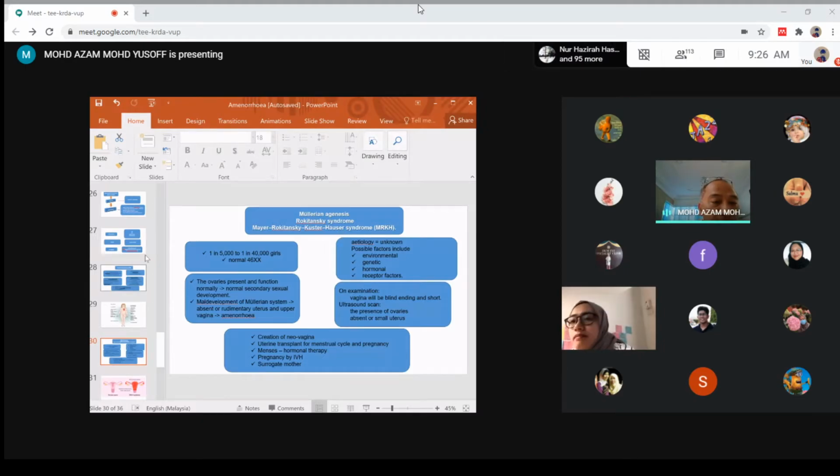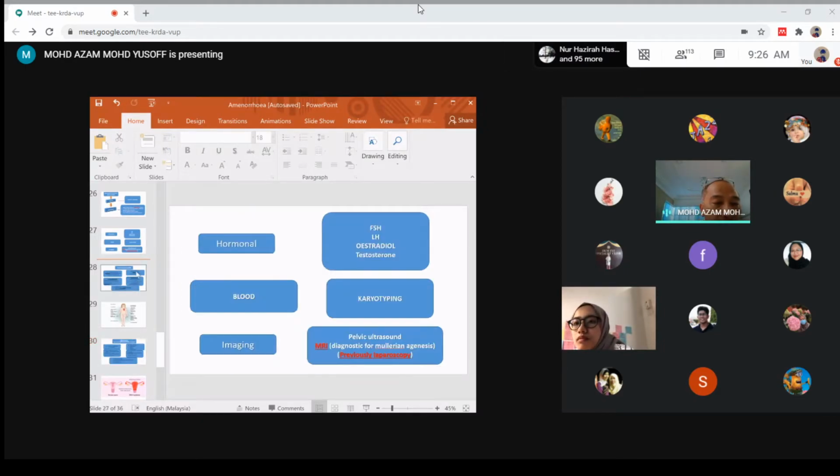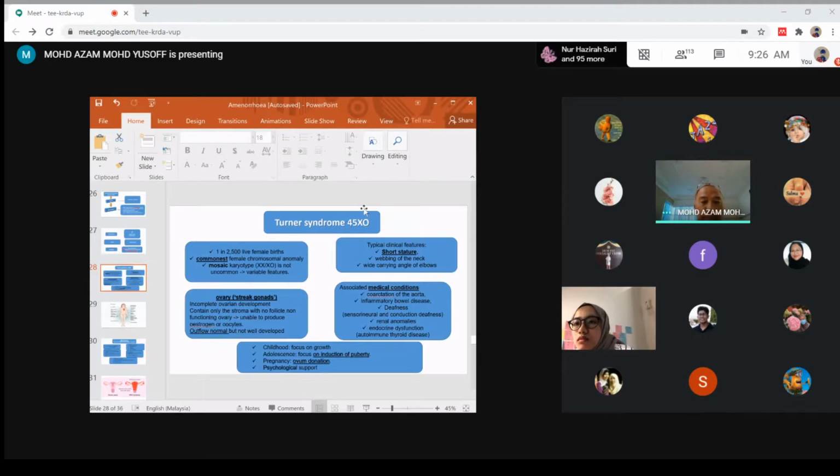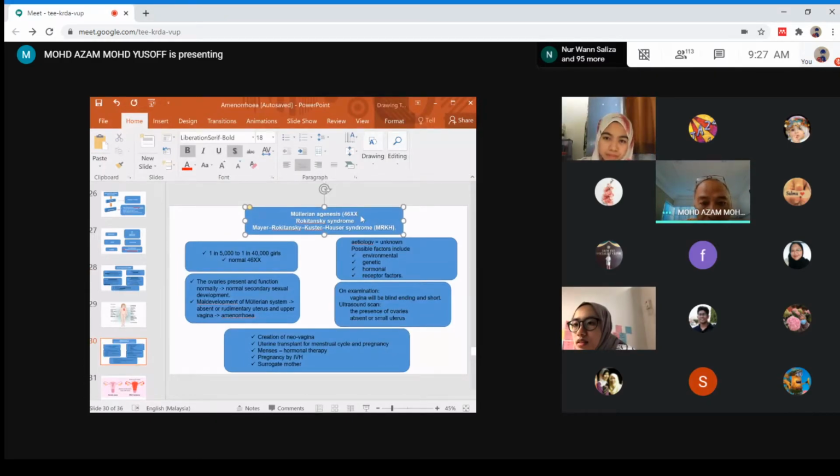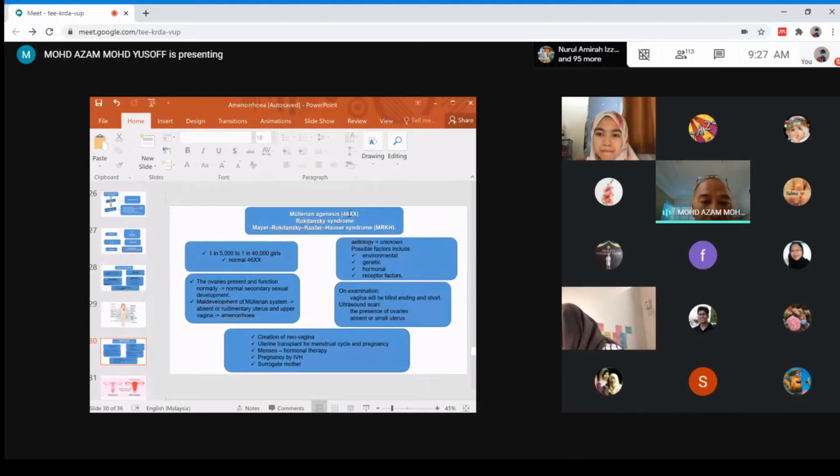All right, the first one is 46 XO, kan. Now we talk about 46 XX. It's all 46 XX. This is actually the same thing, about the same. Don't confuse, they are the same thing, just different names. What happened to this actually? What is the main feature of this?